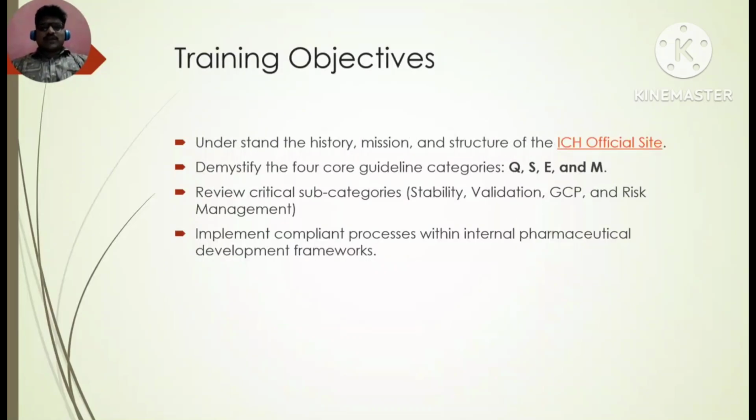Training objectives: understand the history, mission, and structure of the ICH official site. Demystify the four core guidelines categories: Q, S, E, and M. Review critical subcategories such as stability, validation, GCP, and risk management. Implement compliant processes within internal pharmaceutical development frameworks.